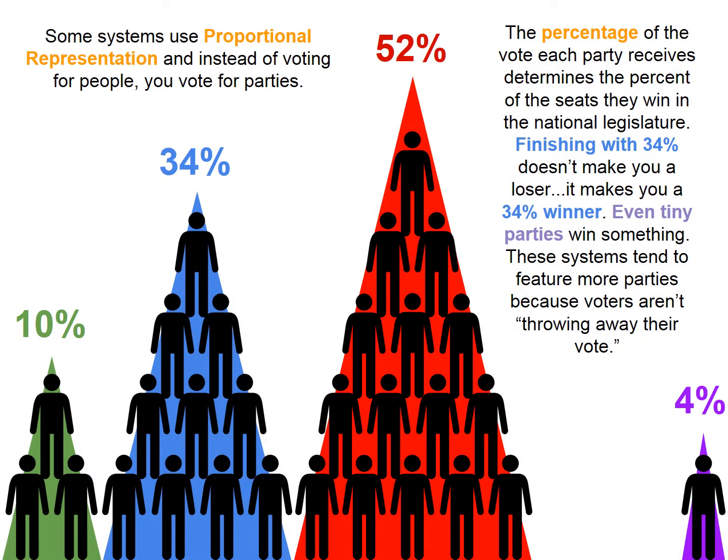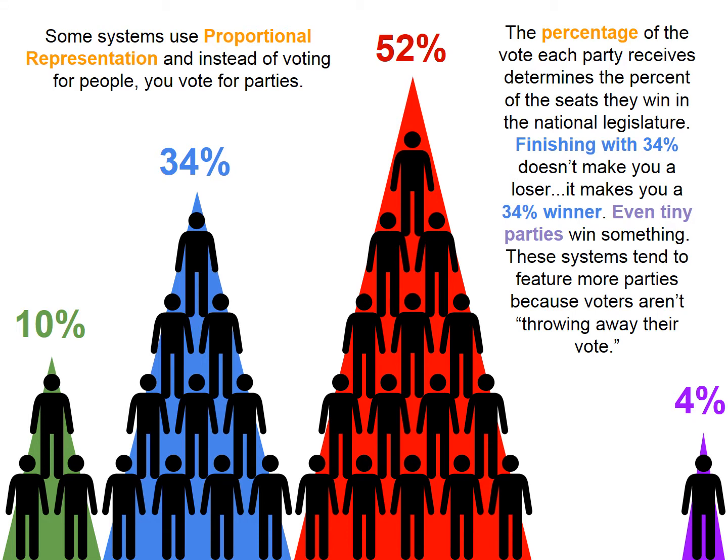Now, this is how they do it in some countries in Europe. They use a proportional representation system. So instead of voting for individual people, you vote for parties that represent your ideology. Then the percentage of the vote received for each party determines the percentage of the seats that they win in the national legislature. So finishing in this case with 34% of the vote doesn't make you a loser, it makes you 34% a winner. So even the tiniest parties win a position.